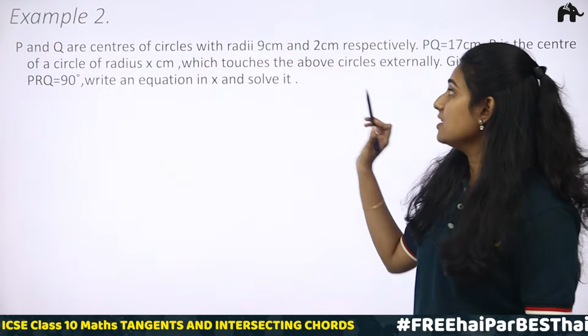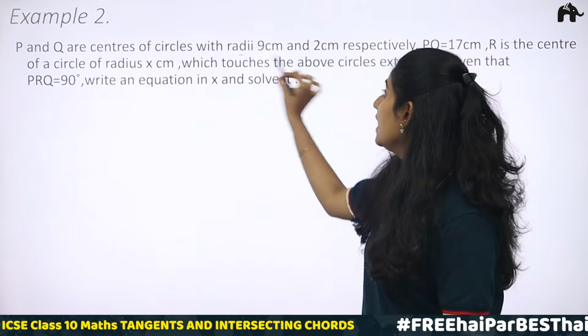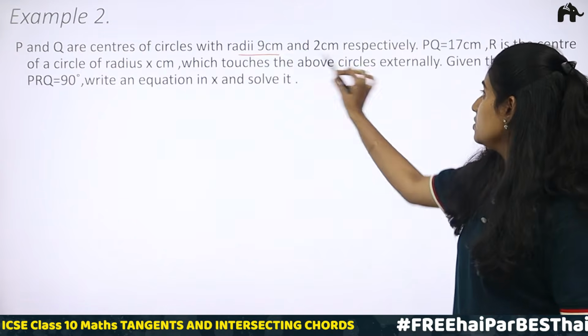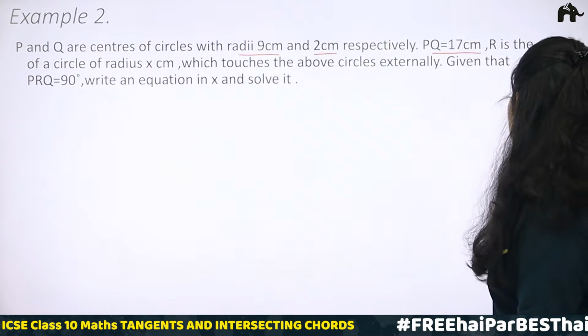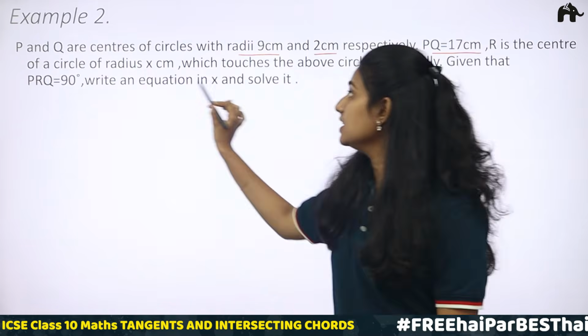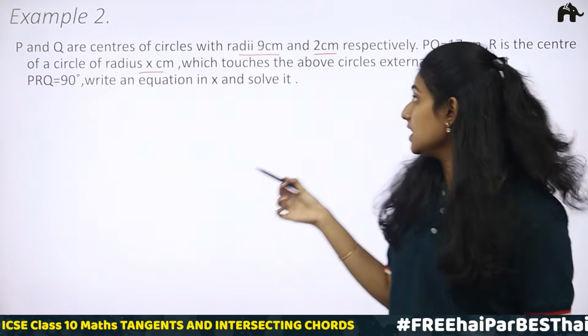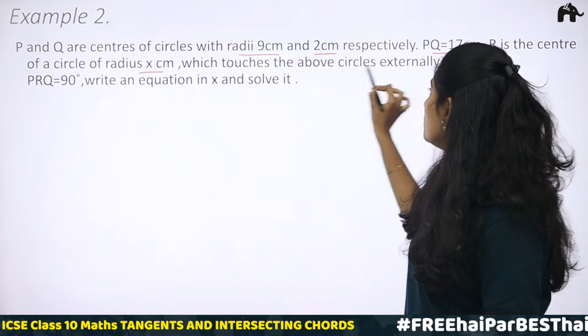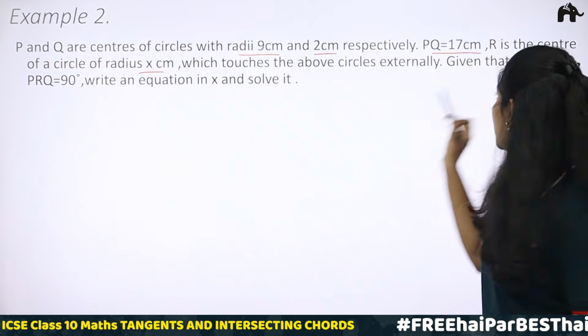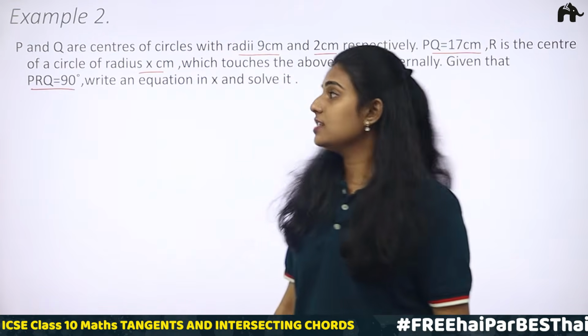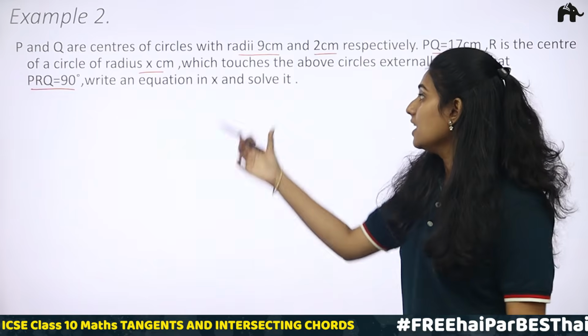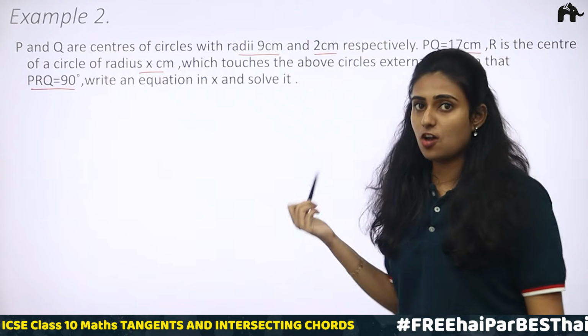P and Q are centers of circles with radii 9 centimeter and 2 centimeter respectively. PQ is equal to 17 centimeter. R is the center of a circle of radius x centimeter which touches the above circles externally. Given that angle RPQ is equal to 90 degree, write an equation in x and solve it.